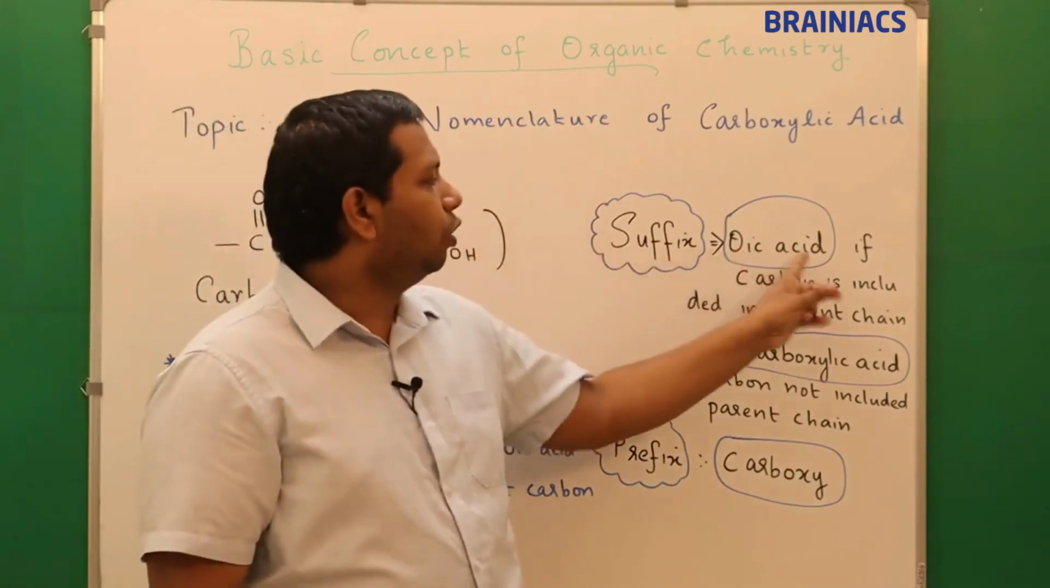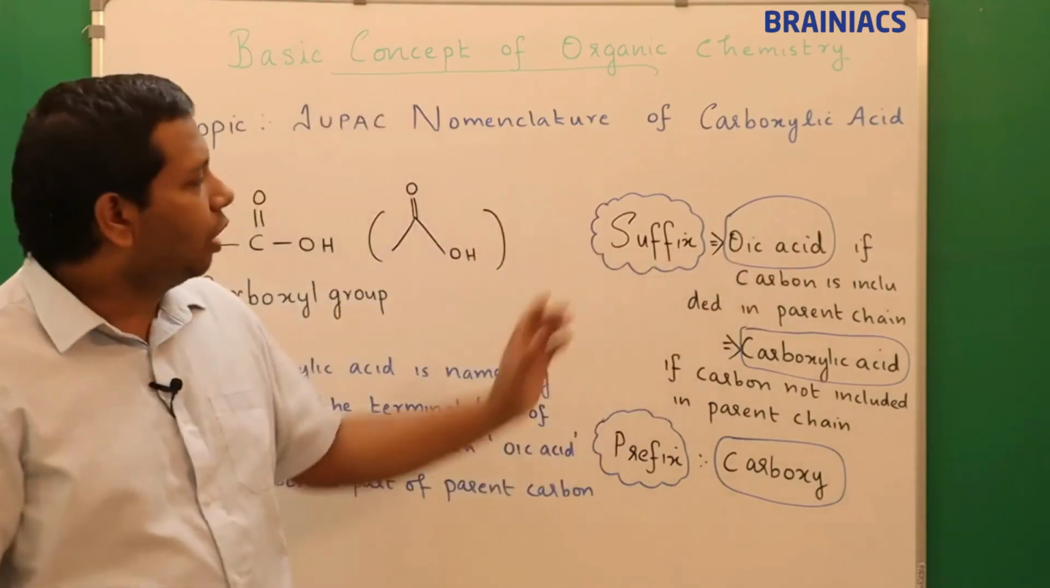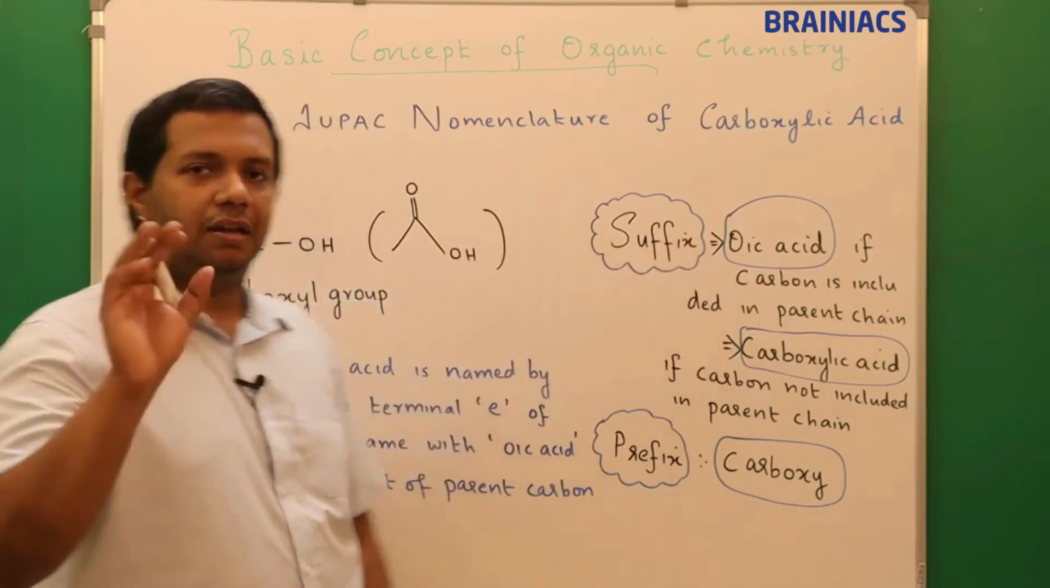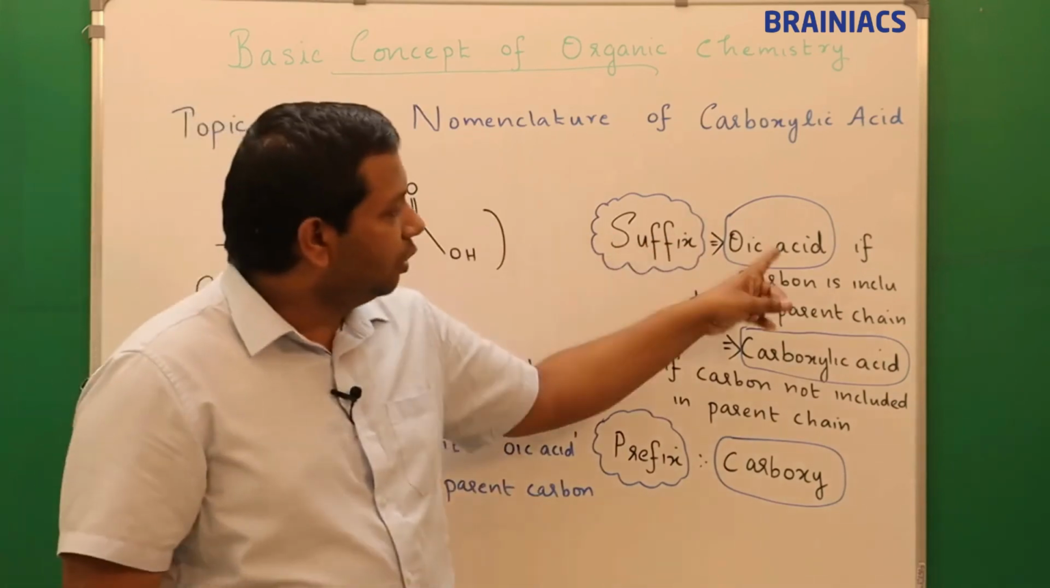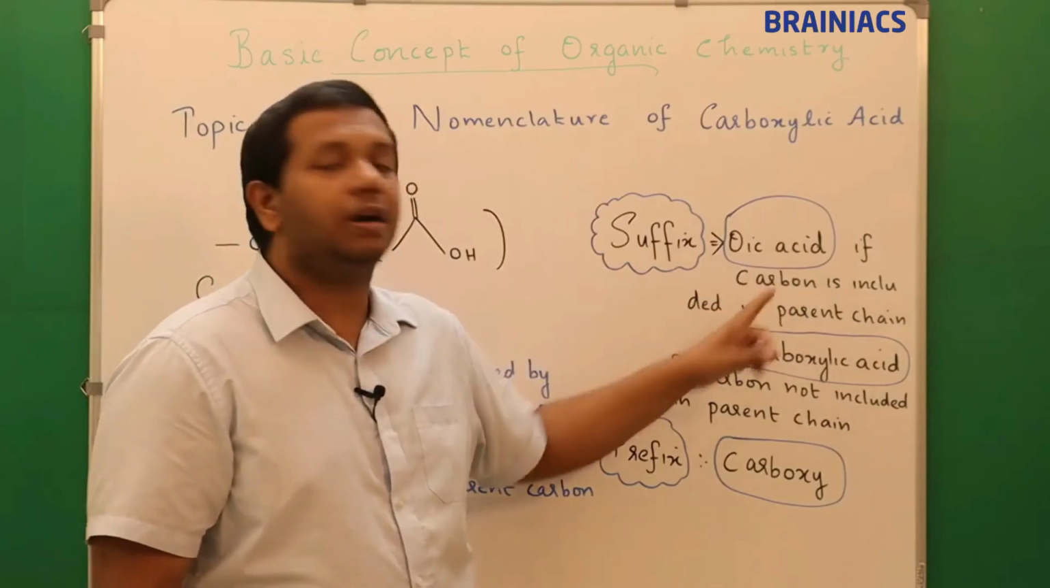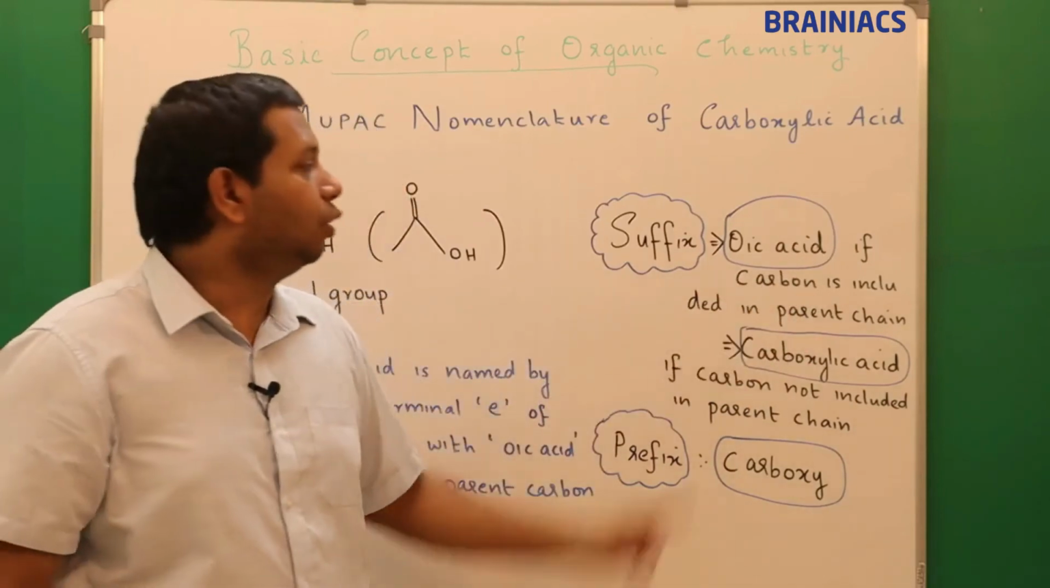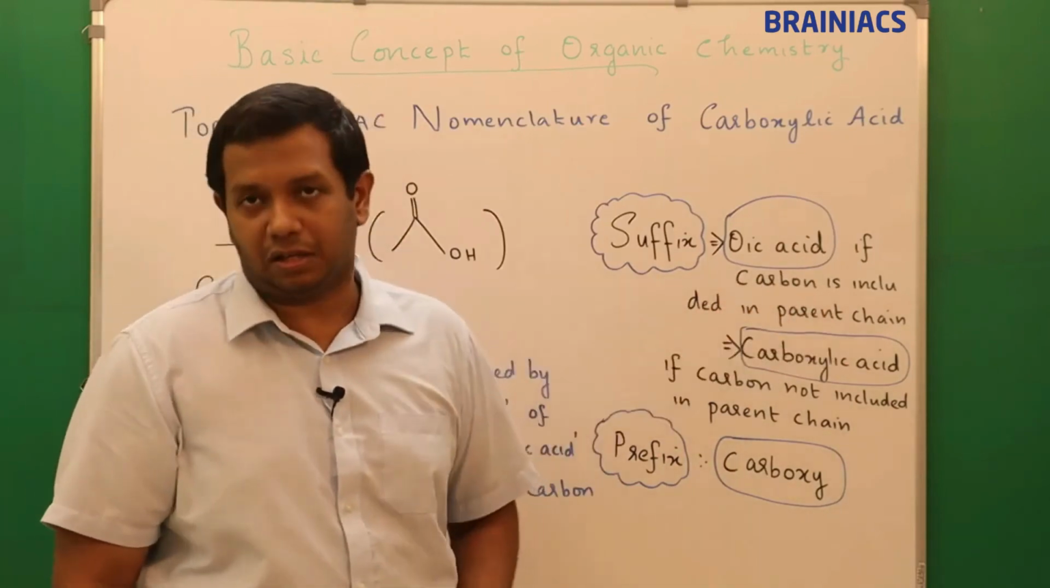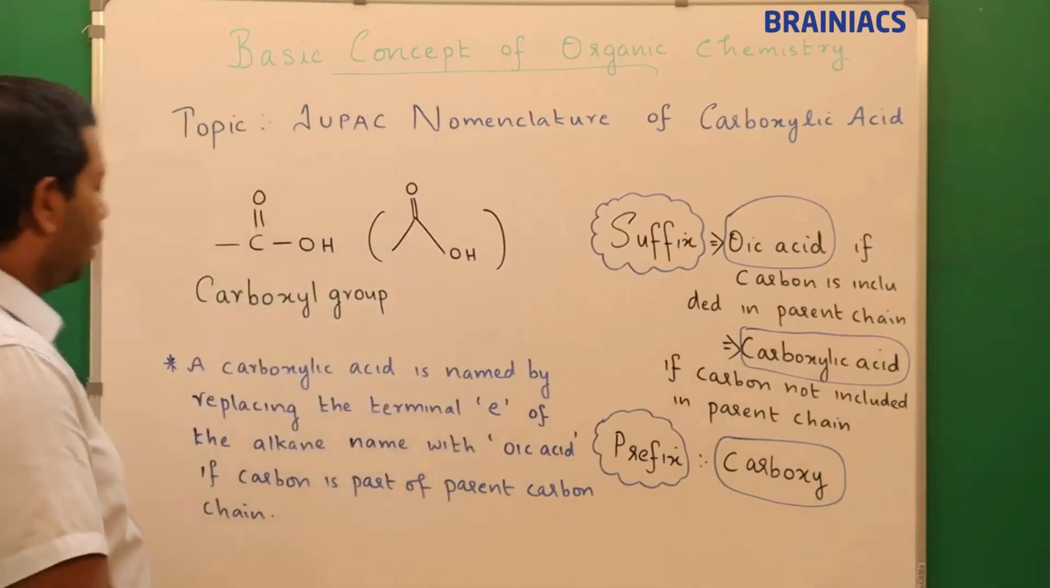Such a term is called oic acid. So how will you introduce this oic acid? Listen here, this oic acid is introduced when the carbon of that carboxylic acid group is included in the parent carbon chain. Okay, so how will you do that?